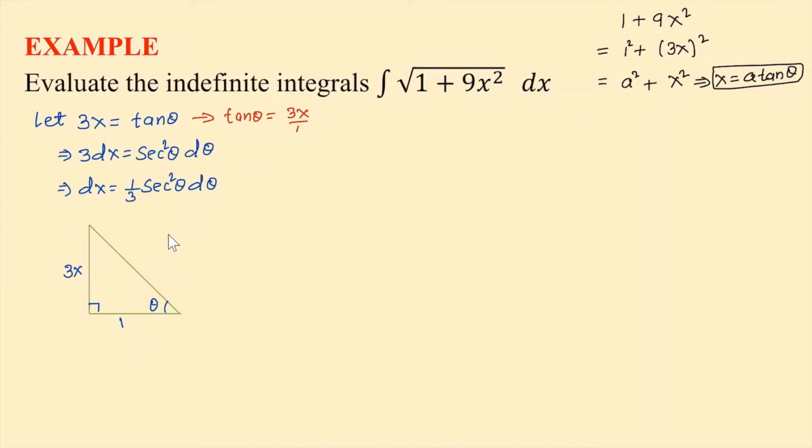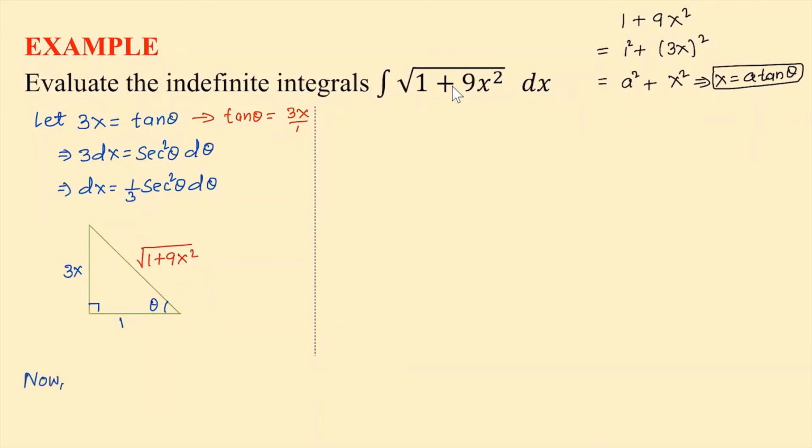We find the missing side. Here we have 3x, here we have 1, so the missing side will be the square root of 1 plus 9x squared. So we constructed the triangle and found the missing side. Now we are ready to make the substitution into this integral and see what we get.